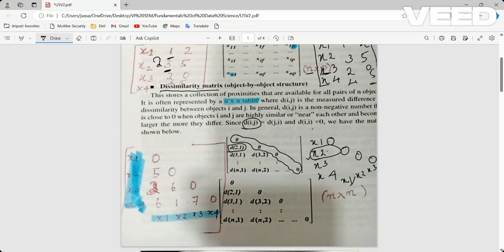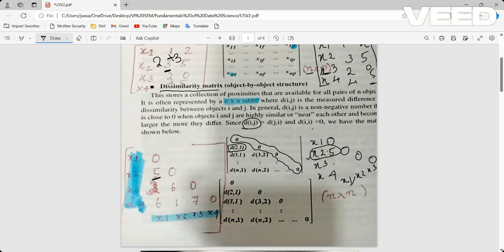Then 5 minus 2, x2 minus x1, I'm just subtracting. 5 minus 2 will give me 3. So I'm going to add this number, 2 plus 3. So the answer is 5. This is a very important thing in clustering. The dissimilarity between x1 and x2 is 5. This is what I have just given here.